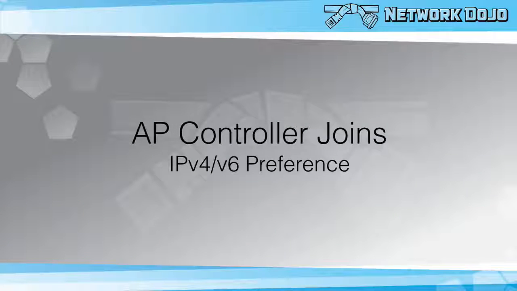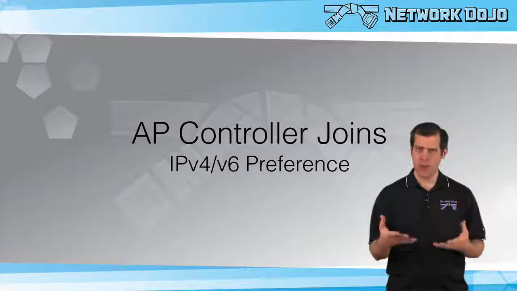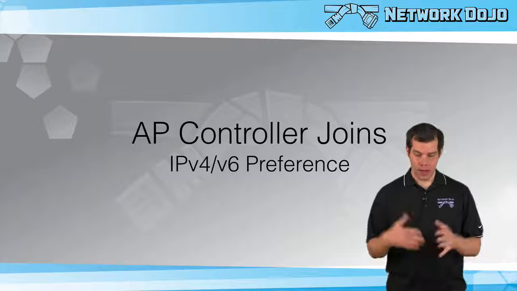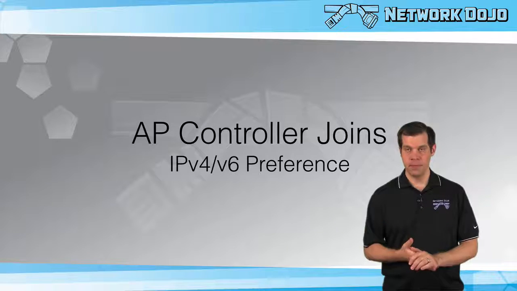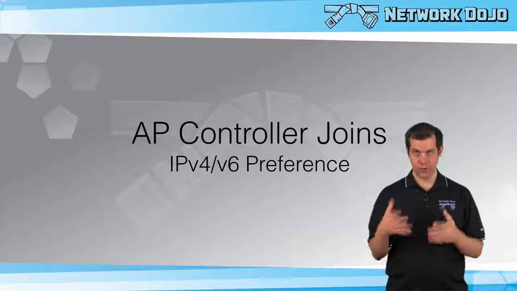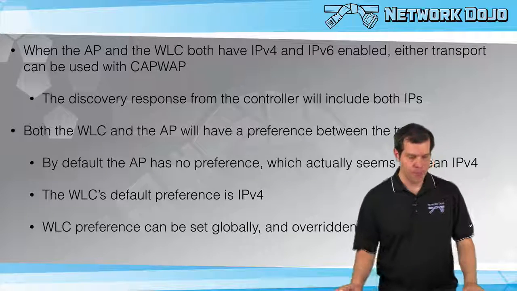Now we've talked about how to pick which controller we want to join through the different join preferences. But once I say I want to join controller 2, I might have the ability to join it via IPv4 or the ability to join it via IPv6. And how do I choose which one of those transport methods to choose if they're both available to me?